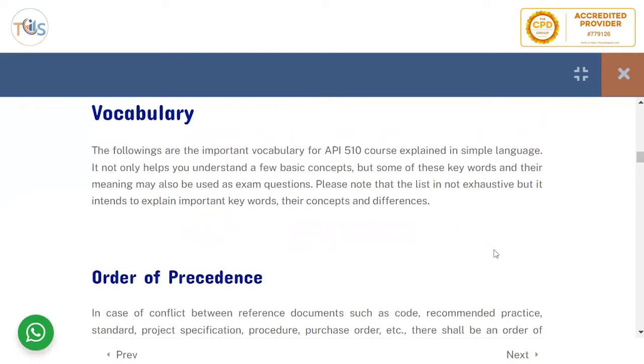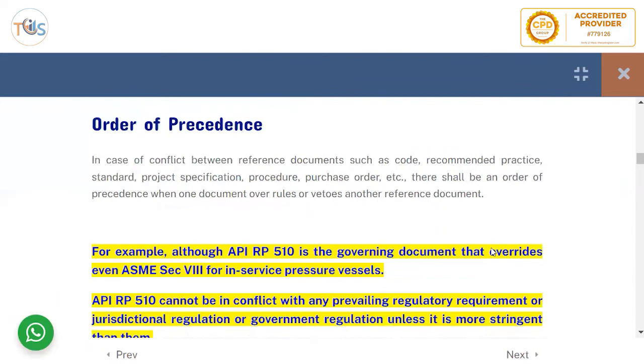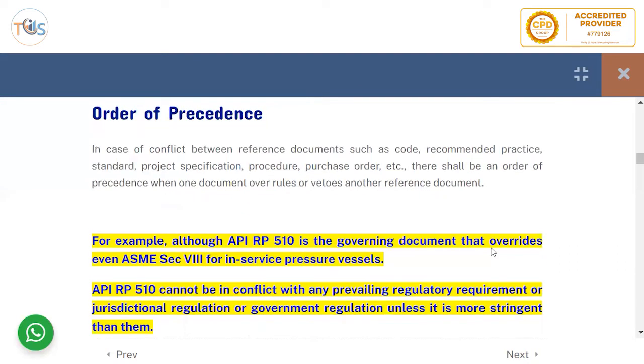Vocabulary. There are certain definitions that you need to really get the concept and meaning of, and we are highlighting them here so you can understand, and they should be treated as potential exam questions.